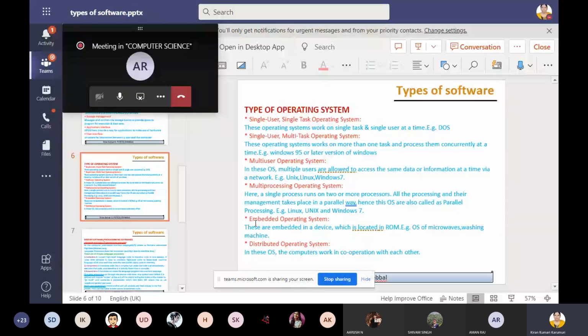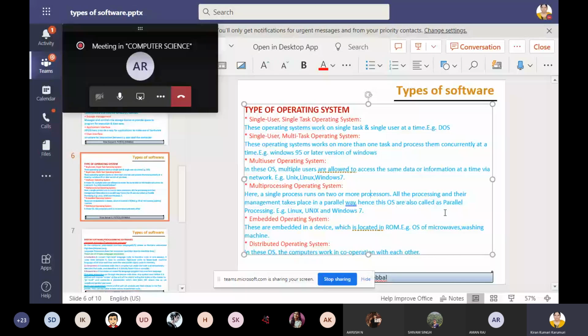Okay, so single process, मतलब सपोज आपको एक ही चीज को एक ही काम करना है, ठीक है? लेकिन what do? You divide your work into sub parts, modules, and every module you are sharing in your team, right? And once they completed their task, you combine all of them together. Got it, children? So one program, one process, okay, runs on 2 or more processors, and all the processing and their management takes place in parallel way.